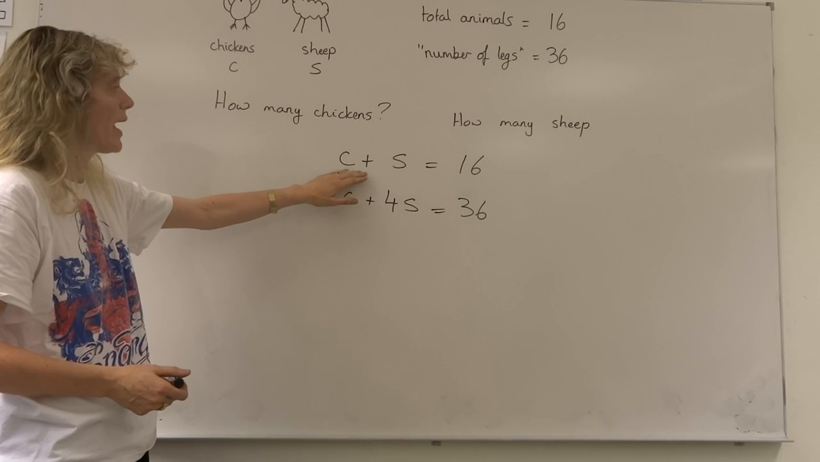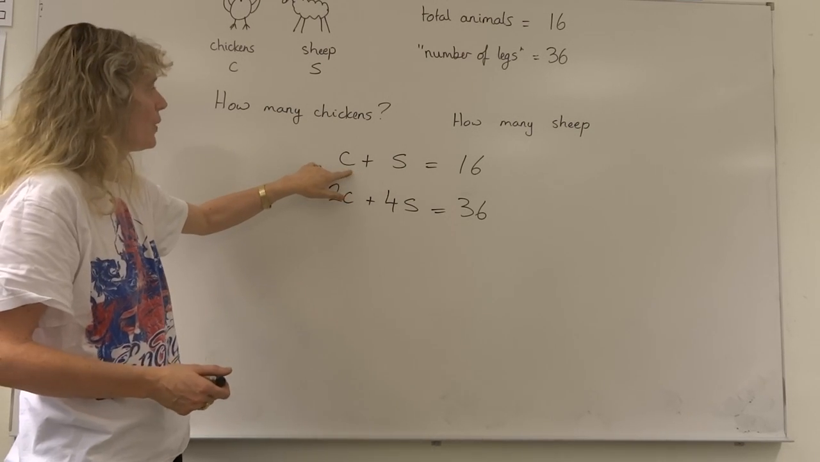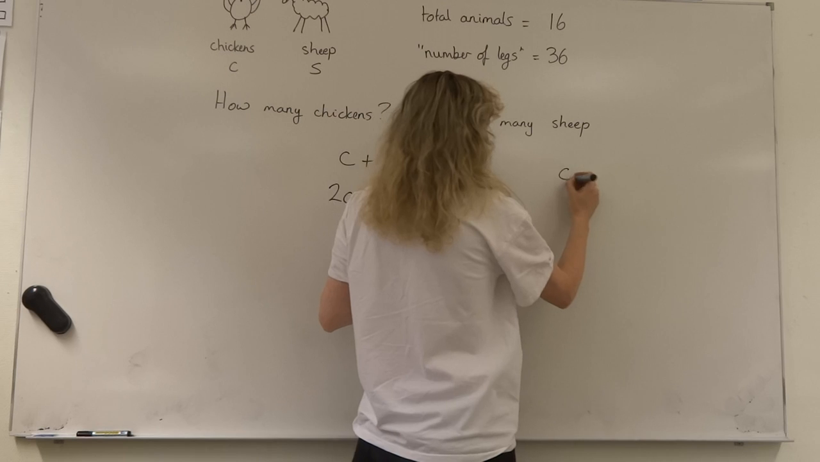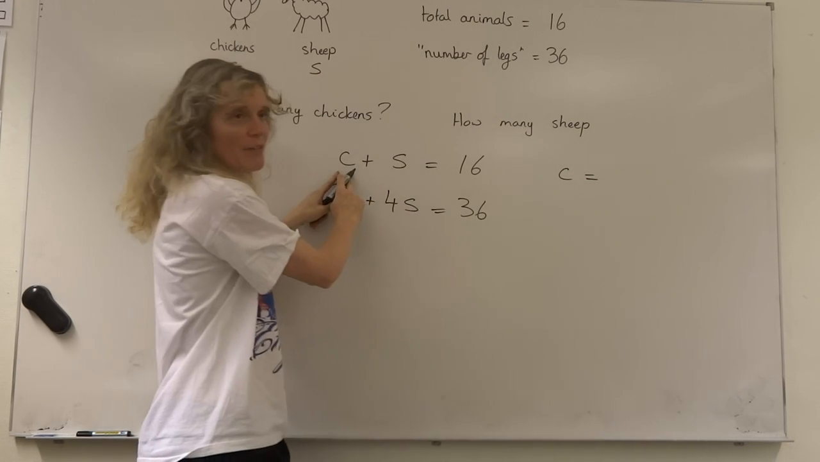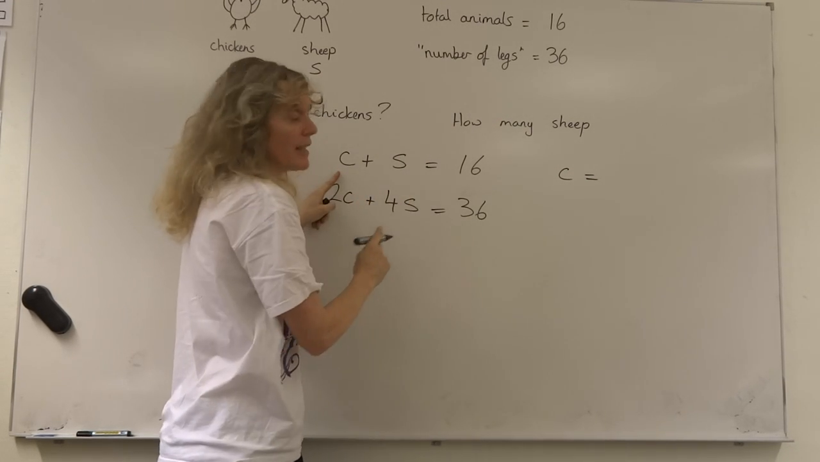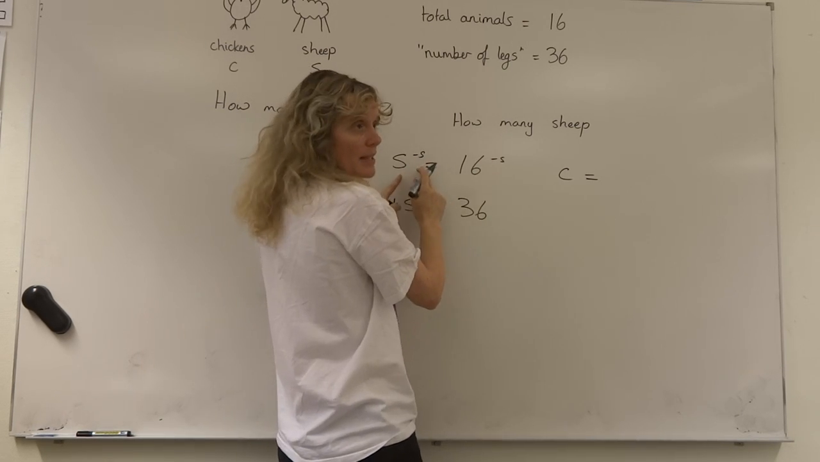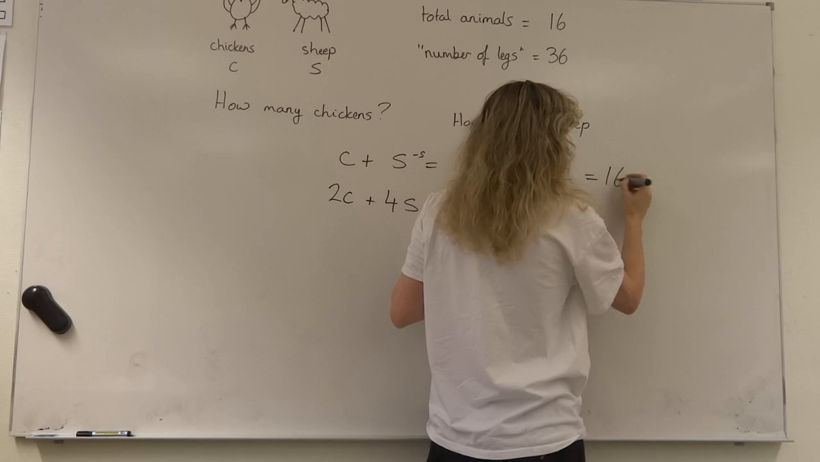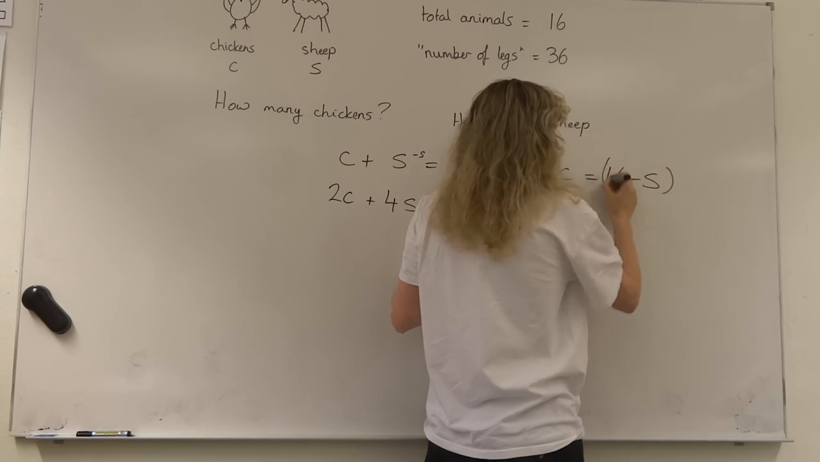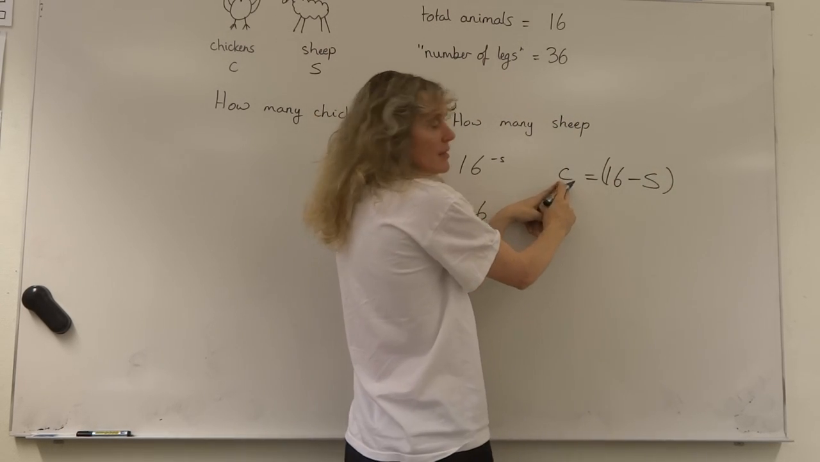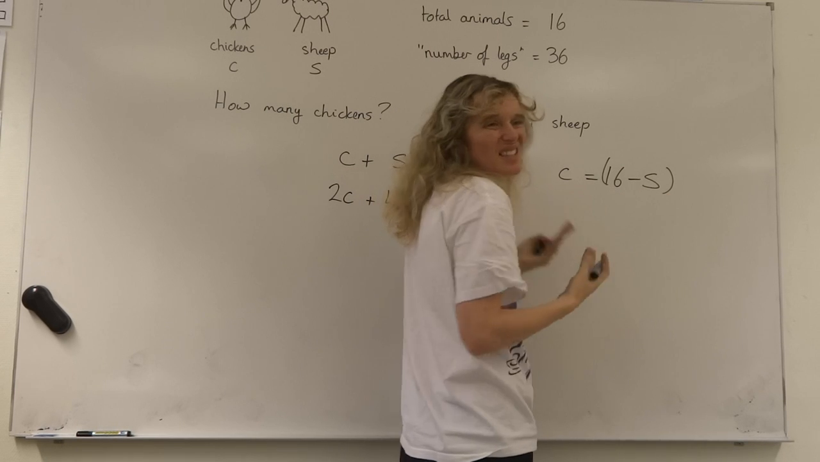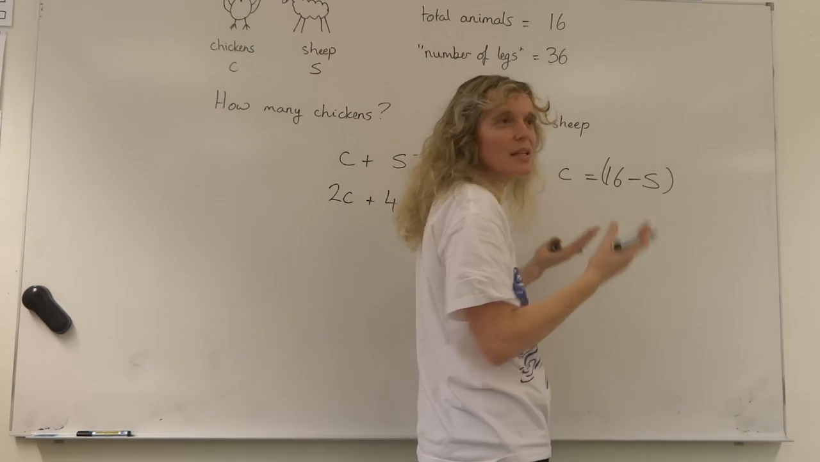The Swedish way is to change this. We'd take C and try and get it on its own on the left-hand side by subtracting S from both sides. So we'd get S minus S here, and we'd get equals 16 minus S. So we now know that C is the same as 16 minus S. It doesn't help us very much, does it?